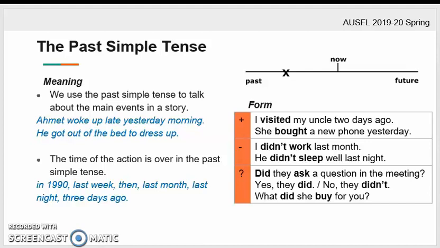As for the form, we use a past verb after all subjects. The verbs could be regular and irregular. You can find the list of irregular verbs in your box. If you want to make negative sentences or ask questions in the simple past tense, we do not use the past form of the verbs. You can see the examples in the table.